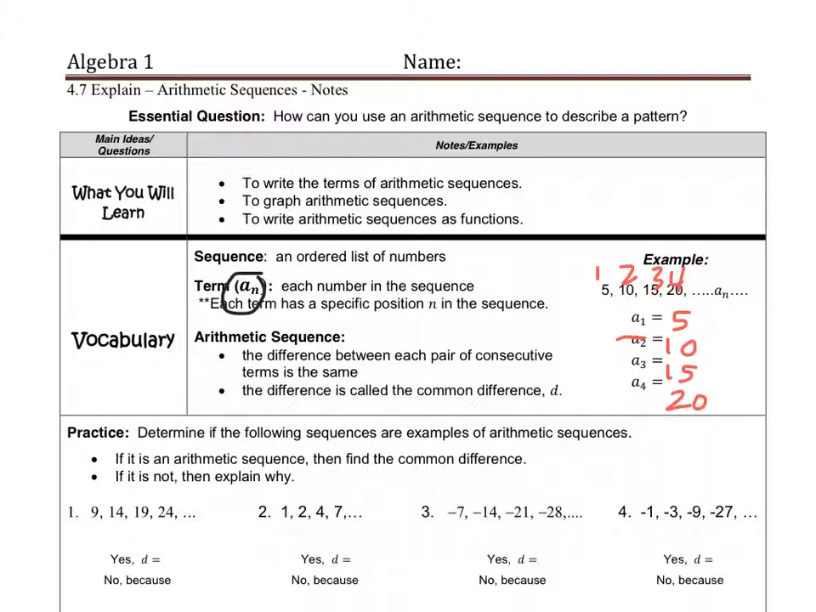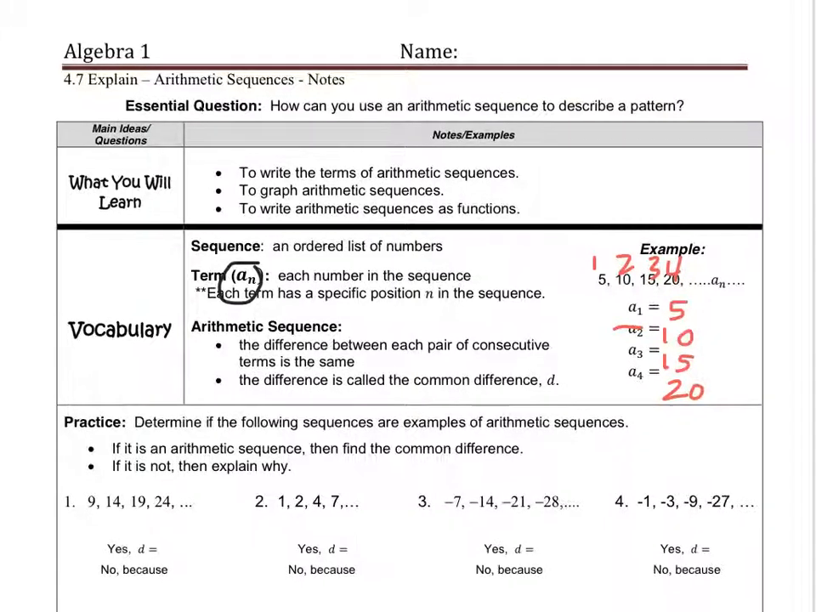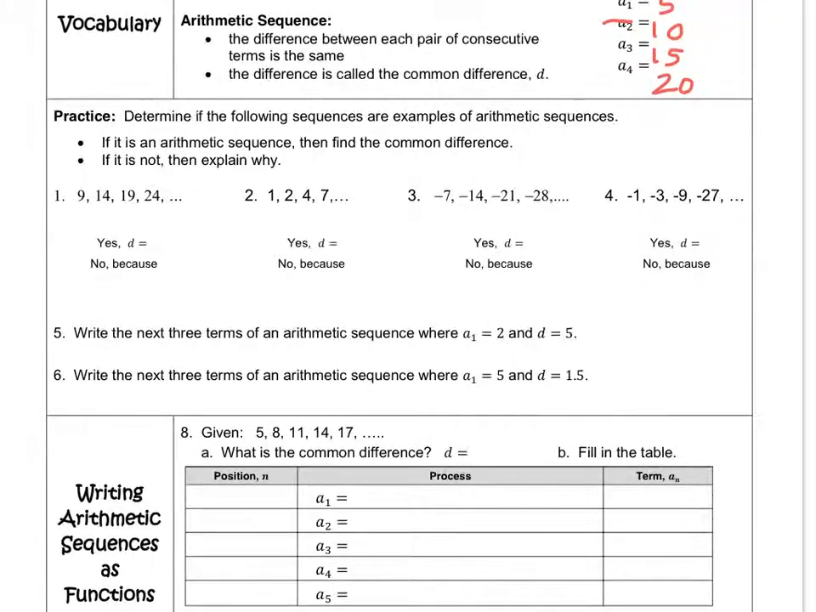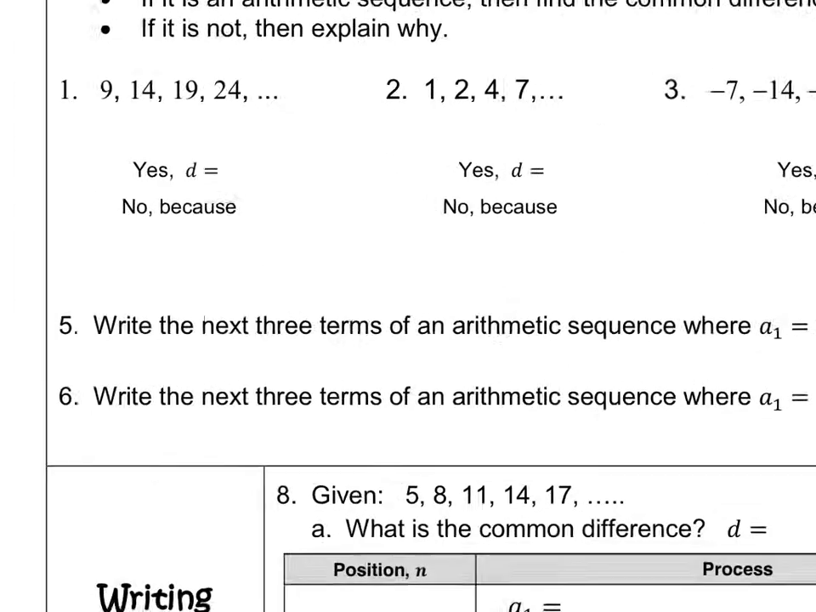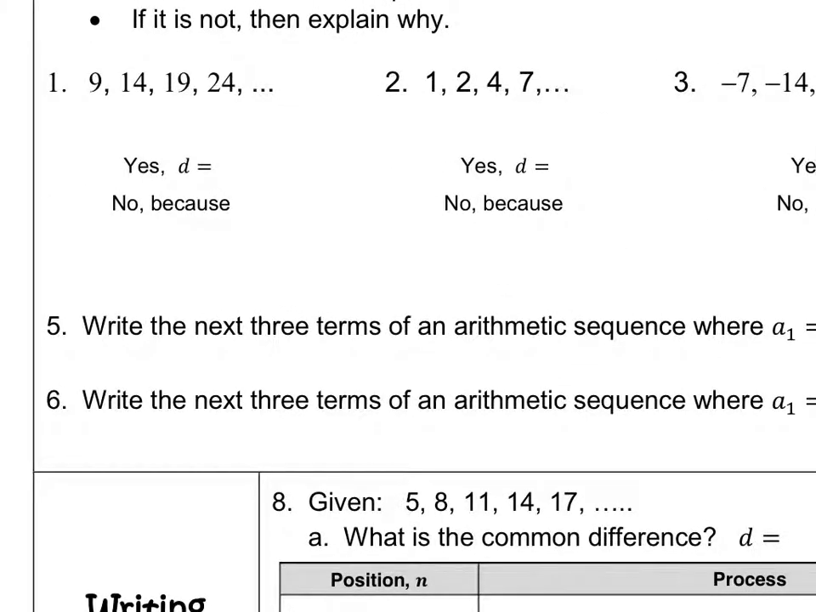Okay, so to tell if a pattern is called an arithmetic pattern, we just have to see if the difference is the same. So on number 1, when we look at it, each one of these is increasing from here to here is 5, from here to here is 5, and from these last two it's 5. So yes, it is an arithmetic sequence, and its distance is 5.